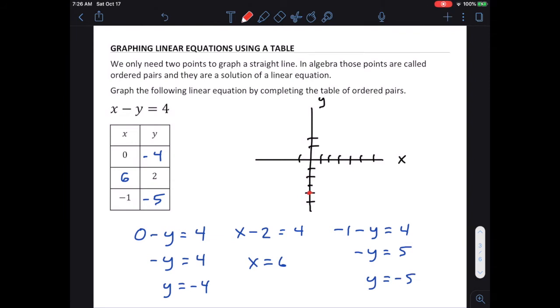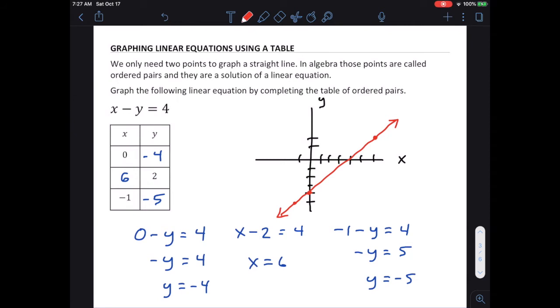And then we have 6, 2, so we're going to go over to 6 on the x-axis and then up to 2. And then we have negative 1, negative 5, so we're going to go negative 1 on the x-axis and then down to negative 5. And you can see that those 3 red dots are pretty much in a straight line, and it's not going to be possible to necessarily get them perfect when you're drawing your graphs by hand, but this is considered close enough, and so we can connect those 3 dots, and I'm going to put arrowheads on either end because the arrowheads represent that line continues on forever.